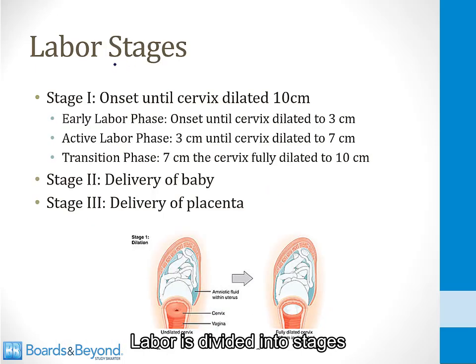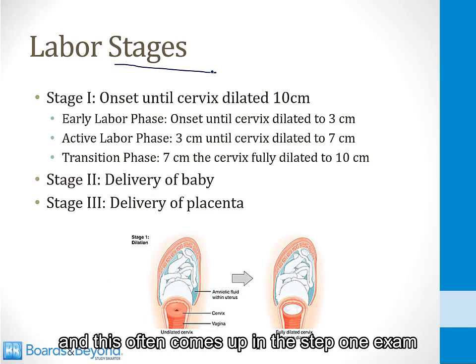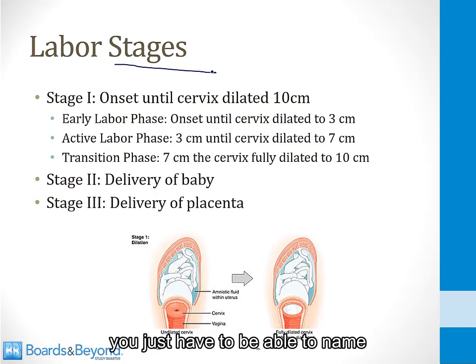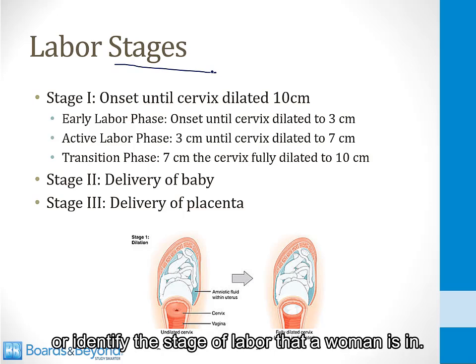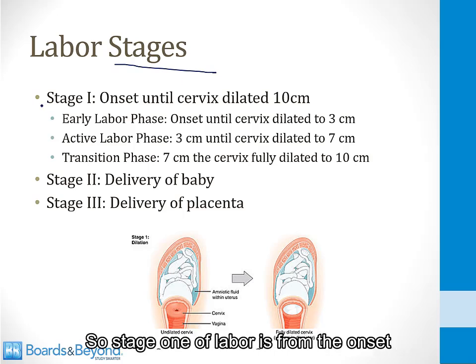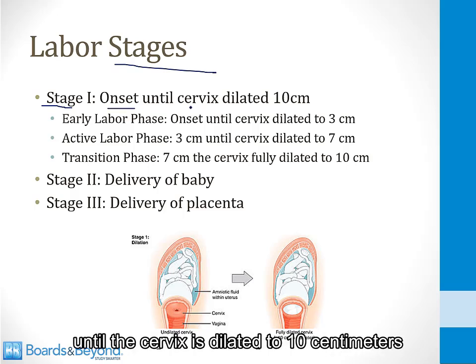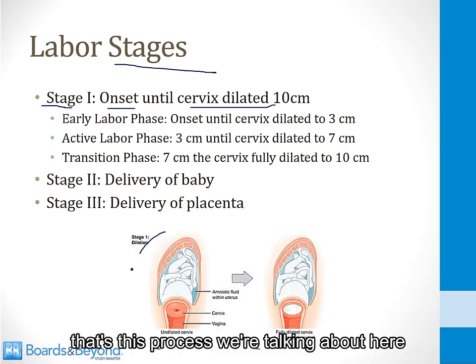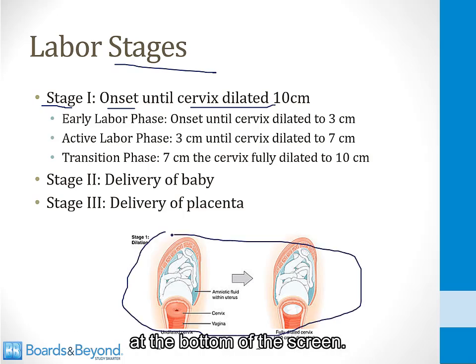Labor is divided into stages, and this often comes up in the Step 1 exam. It's very easy points. You just have to be able to name or identify the stage of labor that a woman is in. Stage 1 of labor is from the onset when the contractions begin until the cervix is dilated to 10 centimeters. That's this process we're talking about here at the bottom of the screen.